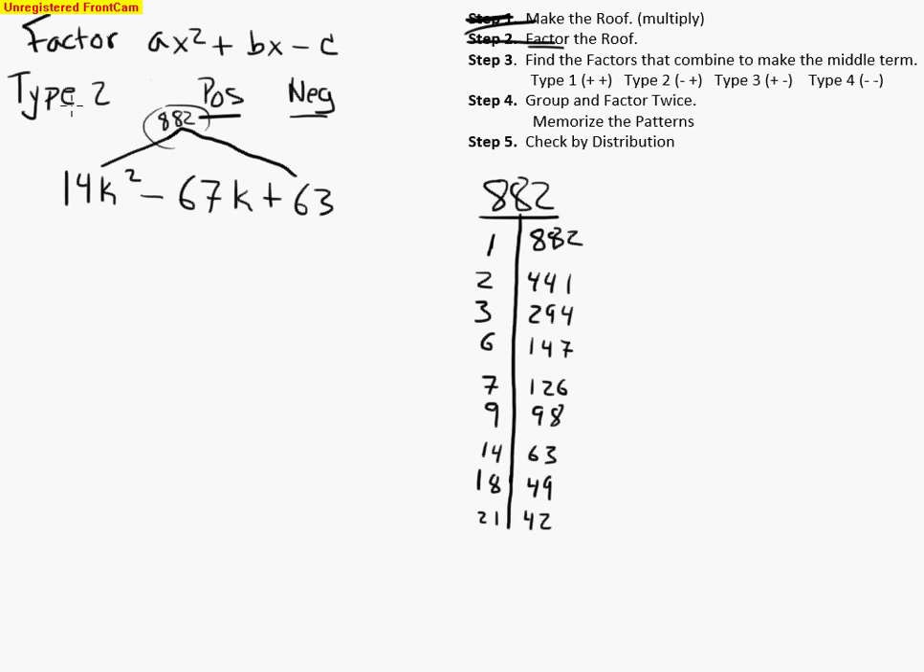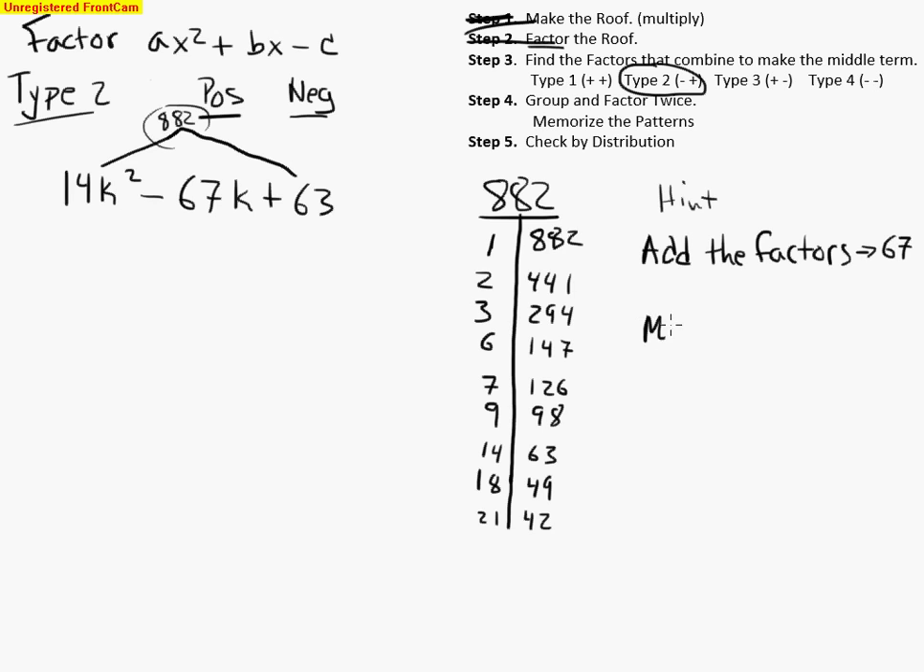Again, this is a type 2 system. So my type 2 system, I need to have my step 3 hint. The hint that I'm going to give you is I need to find factors that add. So add the factors to get the middle term. So what's my middle term? 67. Add the factors to get 67.